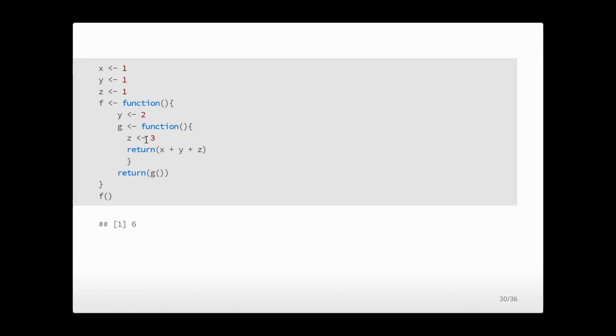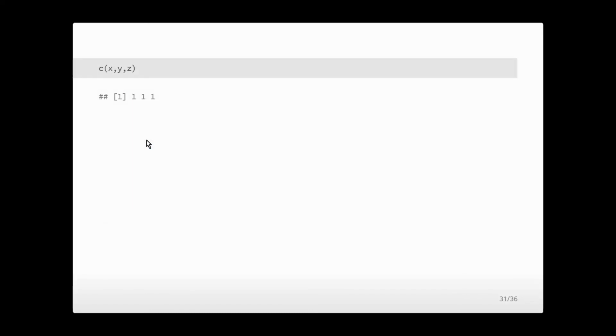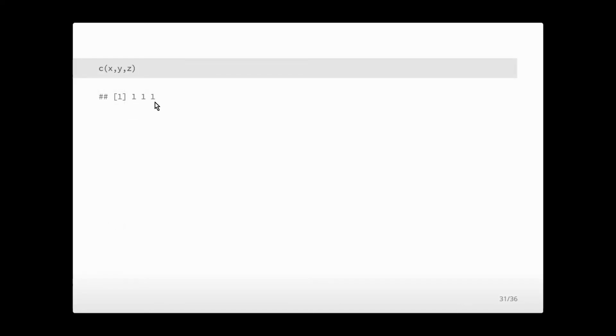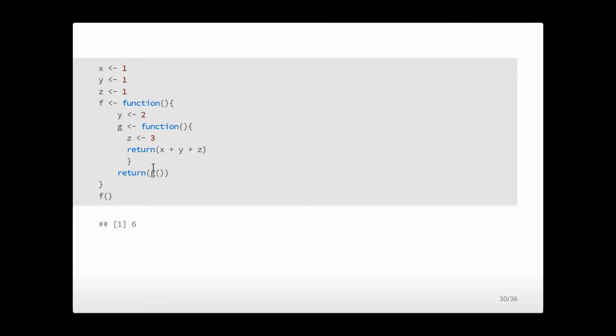okay? However, if I say cat x, y, and z, x, y, and z are still 1, 1, 1 in the global environment, okay? What happened inside the function and inside the inner function does not affect what's going on in the global environment. They only exist inside that sandbox.